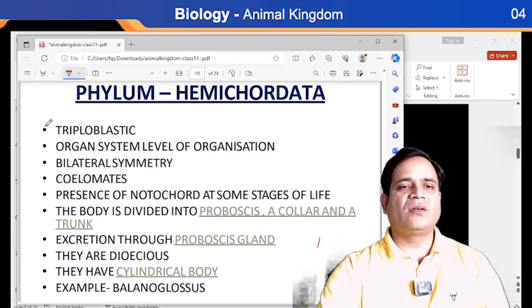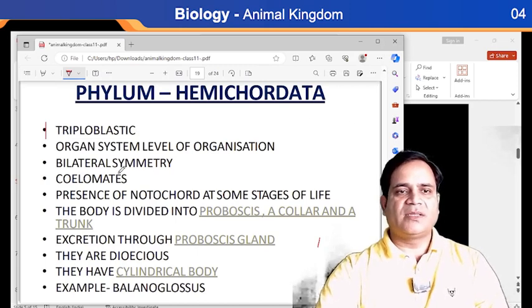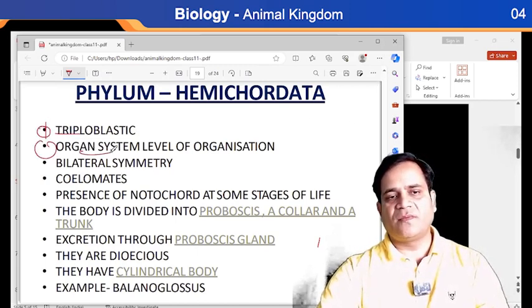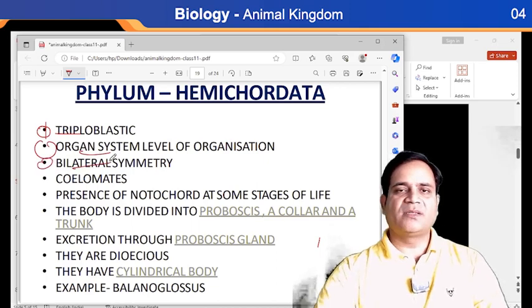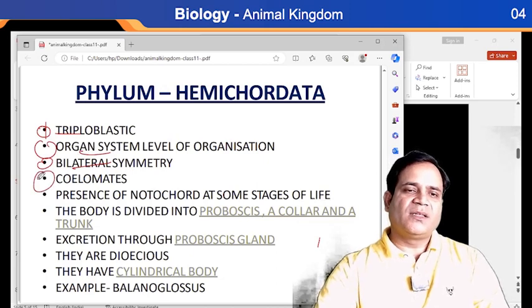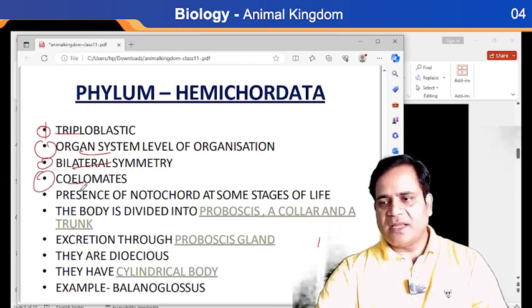Hemichordata. Here, Hemichordata is which one? Here I'm saying to you, triploblastic means what? Three germ layers, organ system level of organization. Bilateral symmetry means what? Whenever cut, they divide into two equal halves. And then after this one is what? Coelomate. They have a true body cavity.